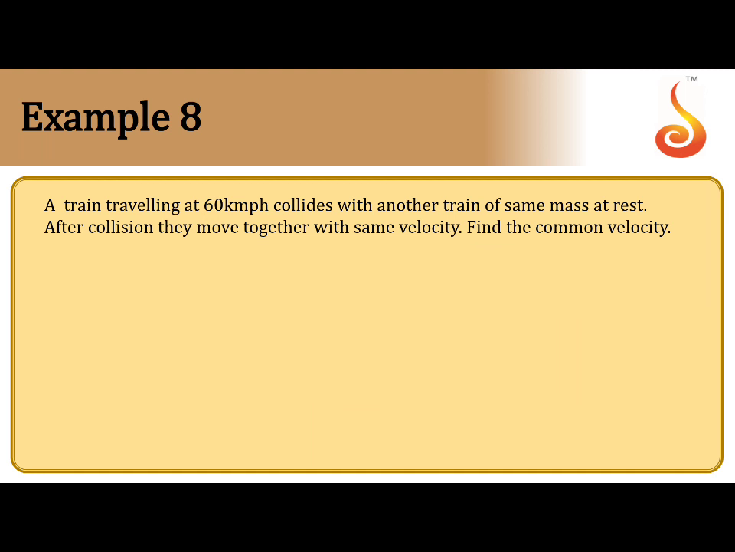Here it's a problem related to the train. A train traveling at 60 km per hour collides with another train of same mass but it is at rest. After collision, they move together with the same velocity. Find the common velocity. So in this problem, there is a train of mass m moving like this with the velocity u1. There is another train of mass m. It is at rest, u2 equal to 0.